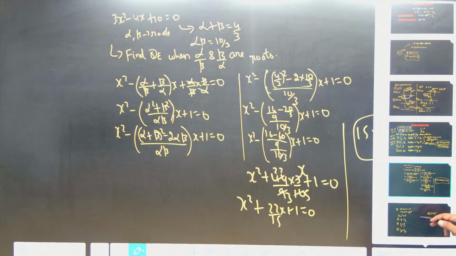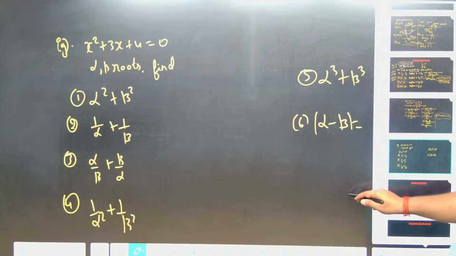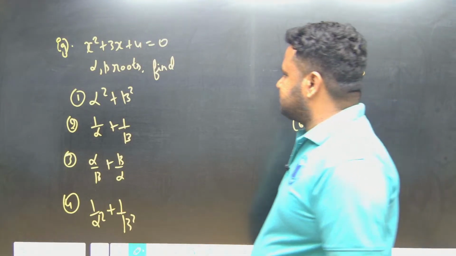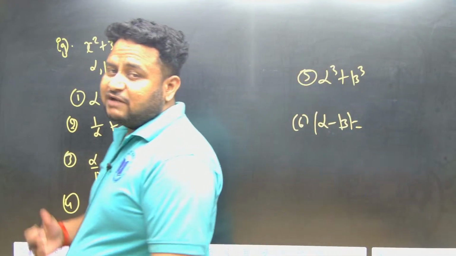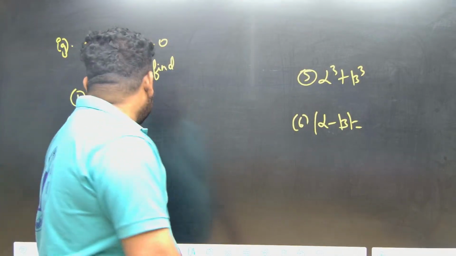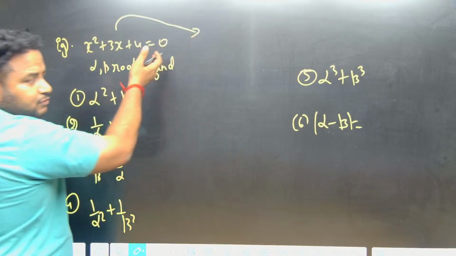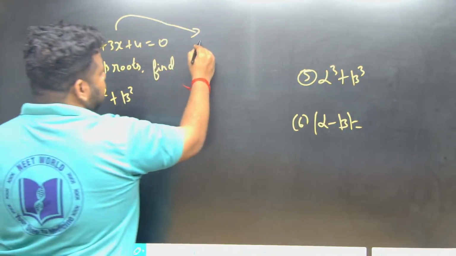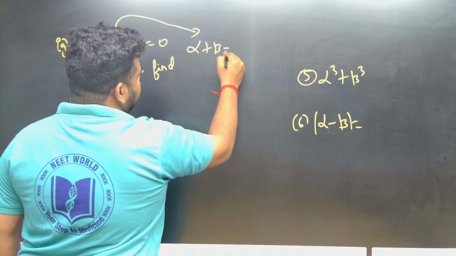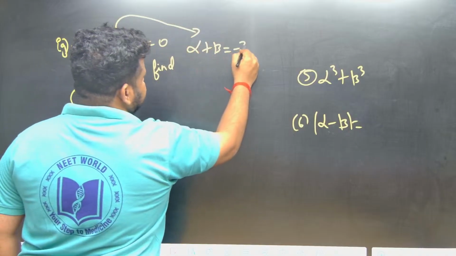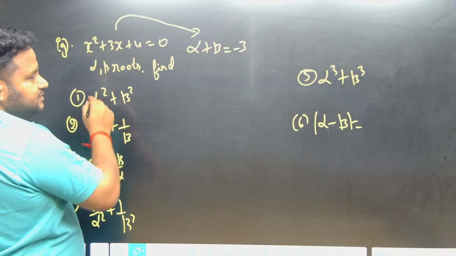Now let us come back to this. Okay, here there is a quadratic equation that is given, x square plus 3x plus 4 is equal to 0, and they are telling alpha and beta are the roots. They are asking us to find alpha square plus beta square. First, for this one, what we have to do is, sum of the roots. Alpha plus beta is equal to what? Minus b by a, that is minus 3, because here it is plus 3.